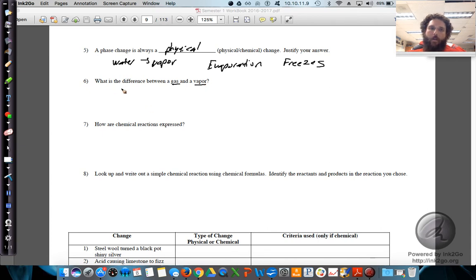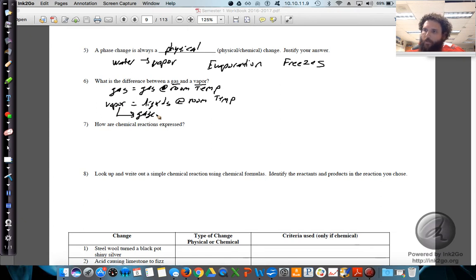All right, gas and vapor. So gases are gases at room temperature. And then vapors are liquids at room temp. So what's the difference here? What's the problem? And really what it is that this is a gaseous form. So we have that gas of something that is normally a liquid. And so we talk about water vapor.